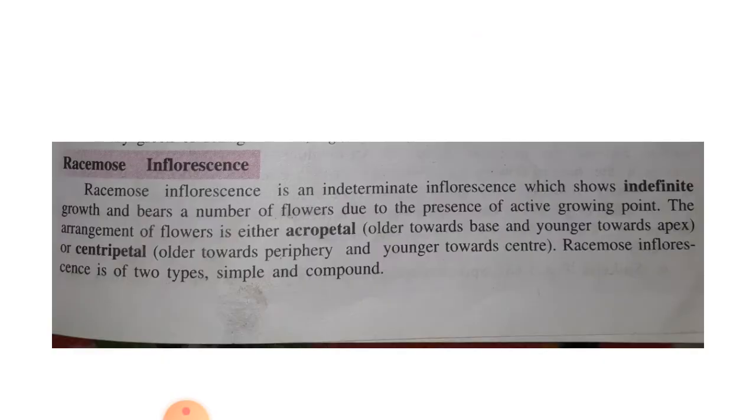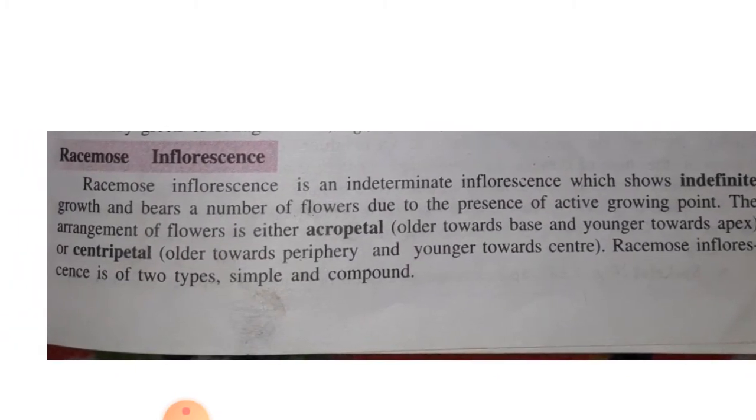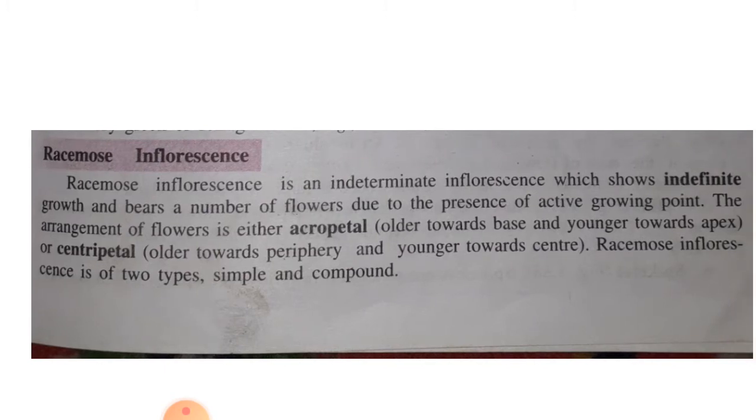Racemose inflorescence is an indeterminate inflorescence which shows indefinite growth and bears a number of flowers due to the presence of active growing points. It is also known as indeterminate or indefinite inflorescence because it has many active growing points.